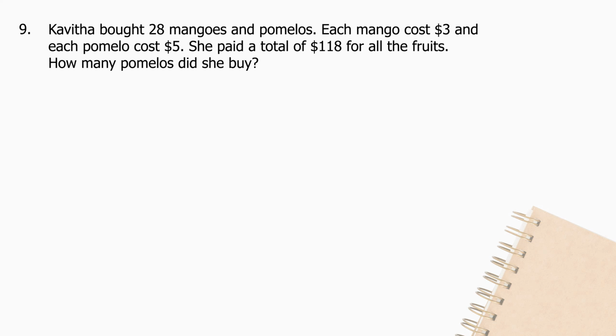Question 9. Kavitha bought 28 mangoes and pomelos. Each mango cost $3, and each pomelo cost $5. She paid a total of $118 for all the fruits. How many pomelos did she buy?